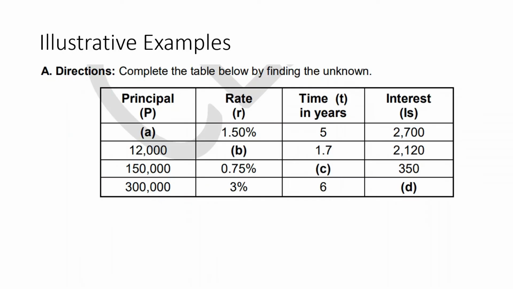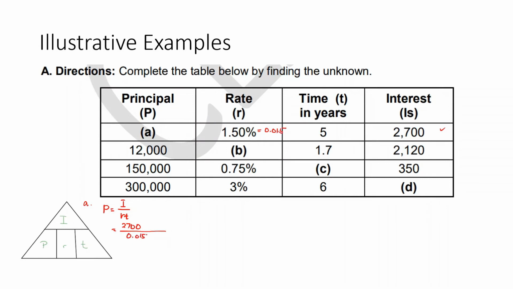Let us now present the illustrative examples. A. Directions. Complete the table below by finding the unknown. Okay, in letter A, the missing term is the principal. So our formula will be for the principal, that is I over rate times time. As indicated from the table, our interest in A is 2,700. And then for our rate, that is 1.50%, since this is written in percentage, there is a need to rewrite that into decimal. And to do that, you just have to move this decimal point two places to the left. So that will be 0.015. So 0.015 times the time, which is 5 years. You write in here 5.